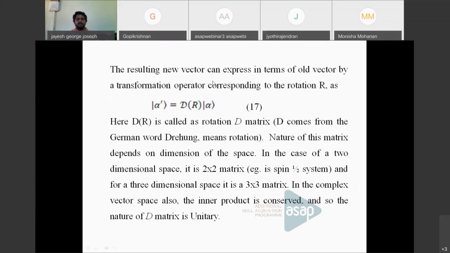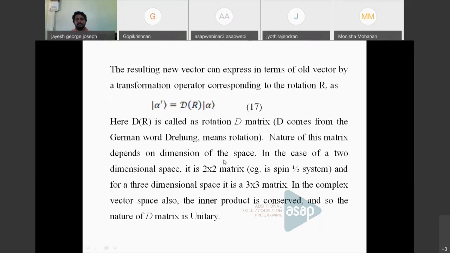And the resulting new vector can be expressed in terms of the old vector by the transformation operator corresponding to the rotation. Alpha prime, the new transformed vector, is equal to D(R) alpha. Here D(R) is called the rotation D matrix. The D comes from the German word Drehung, meaning rotation, the first letter of that word. Therefore, the rotation matrix in quantum mechanics is termed the D matrix.